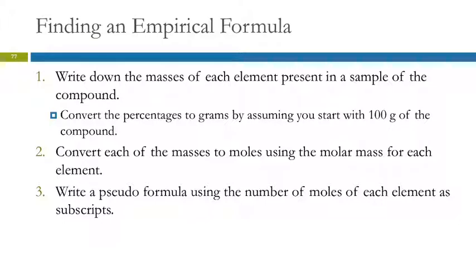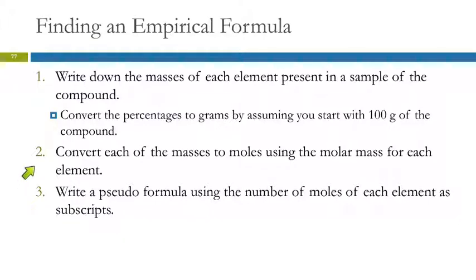So these are the steps to finding an empirical formula. First, we need the masses of each element present in the sample. This may be given from an experiment, the actual masses, or from a percent composition. You take the percent, you can turn it into grams by assuming a sample size of 100 grams. So if it's 50% carbon, if you had 100 grams of the whole sample, you'd have 50 grams of carbon. So you just take the percent sign and write gram instead.